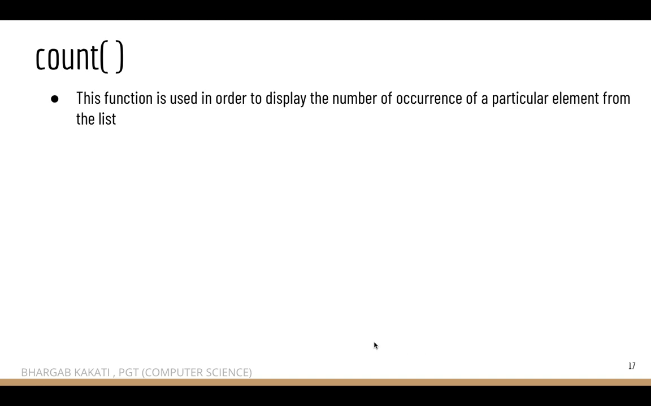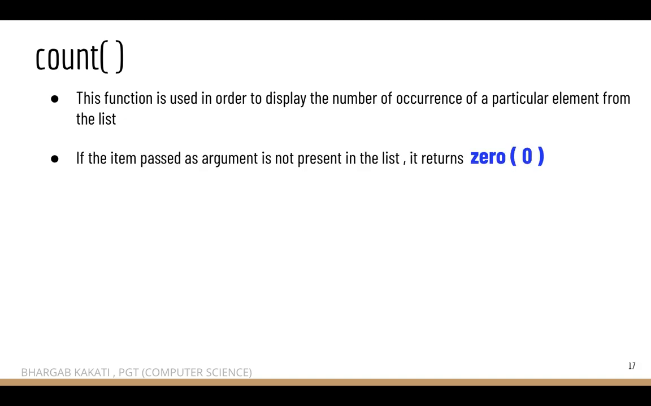So this function is used in order to display the number of occurrences of a particular element from a list. So how many times a particular element has occurred, if I want to see it, I'll simply take the help of the count function. If the item passed as argument is not present in the list, it returns 0. So whatever you want to count, if the item is not present, it will return 0.